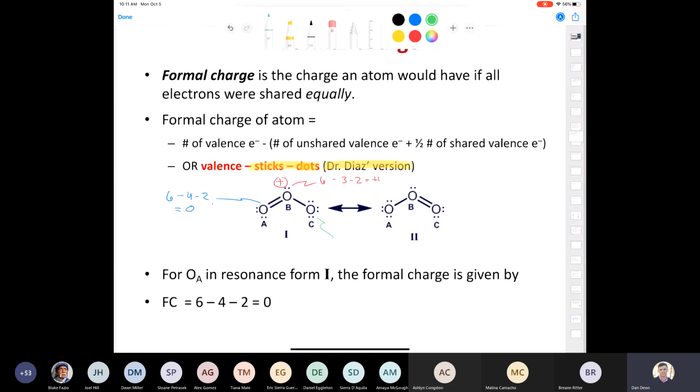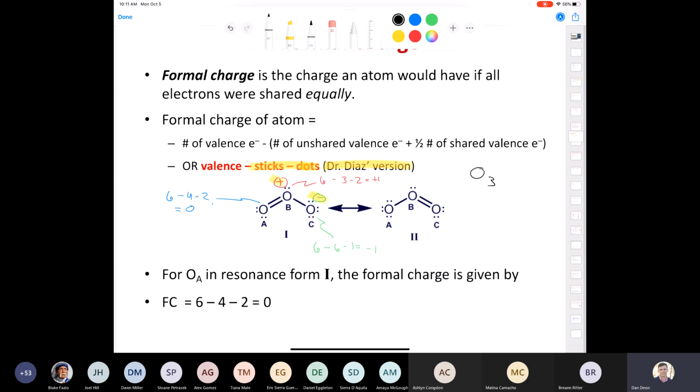What about this oxygen here? This oxygen has 6 valence electrons. Subtract 6 dots and 1 stick equals -1. So that tells you this oxygen has a -1 charge. Look, you got +1 and -1, and they balance out, right? O3 does not have a charge. Ozone is just O3. There was no charge, and so they balance out like that.